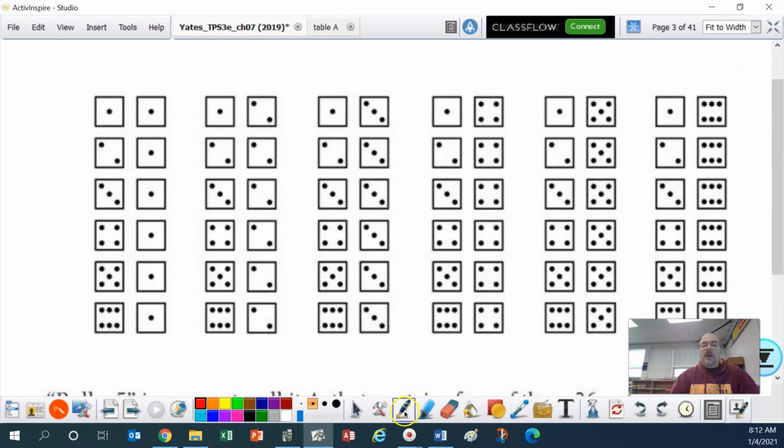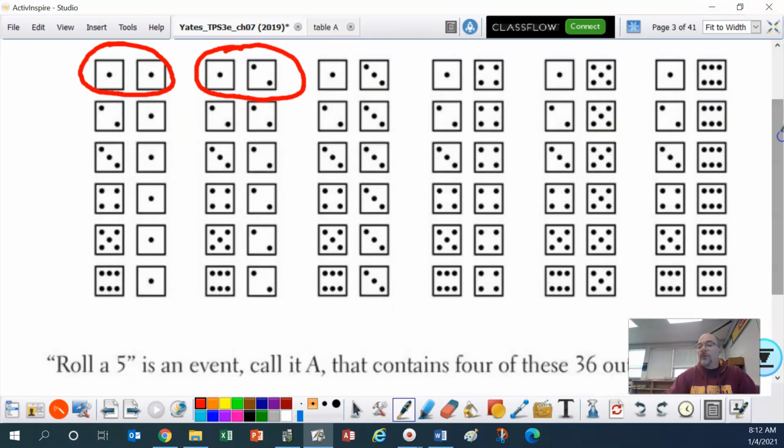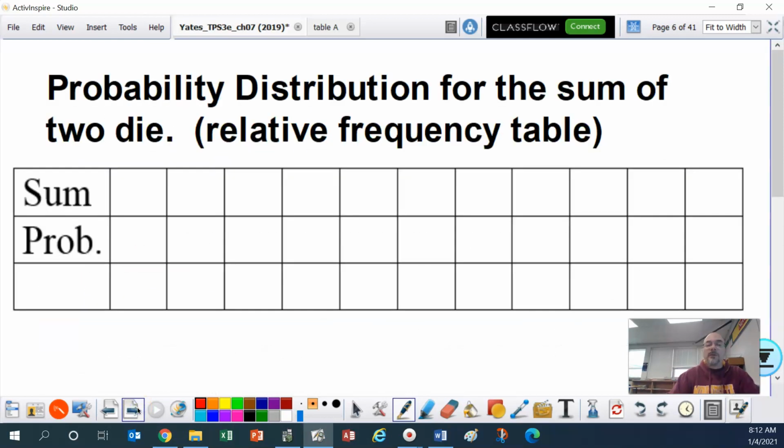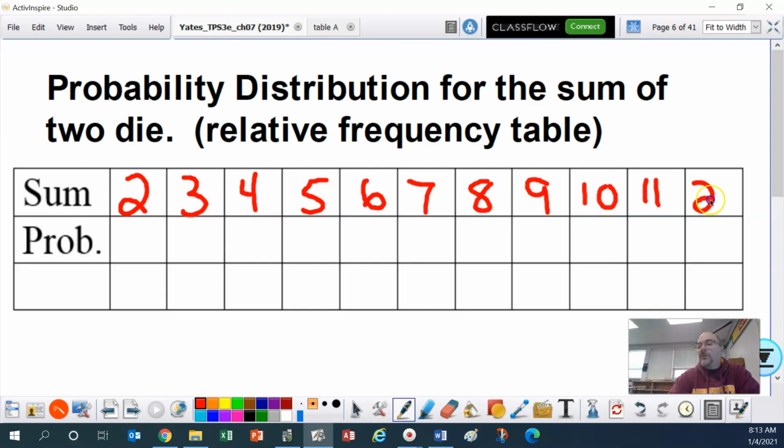So the smallest sum is going to be 2, because if you roll a 1-1, that sum is a 2. Then the next sum is a 3, 4, 5, and then the largest sum is going to be 12. So the sums go from 2 to 12. Let me fill that top row in, and please do the same in your notes. So we might get a sum of 2, 3, 4, 5, 6, 7, 8, 9, 10, 11, and 12. Those are all of the possible sums when you roll two dice.